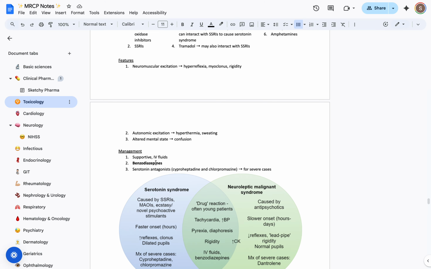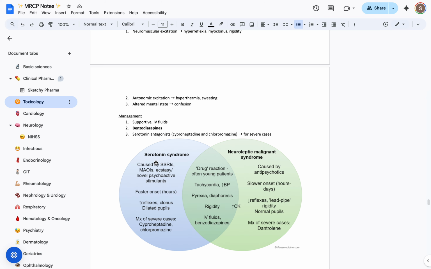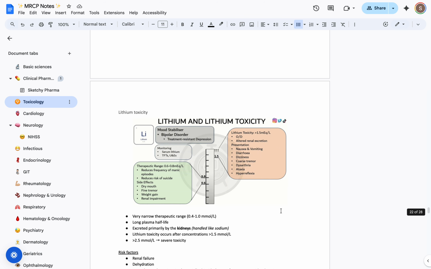For serotonin syndrome, we already know what will happen. How do you manage it? You manage it with benzodiazepine. What about if the case is severe? If it's serotonin syndrome, you give cyproheptadine and chlorpromazine. If it's neuroleptic malignant syndrome, you give dantrolene.